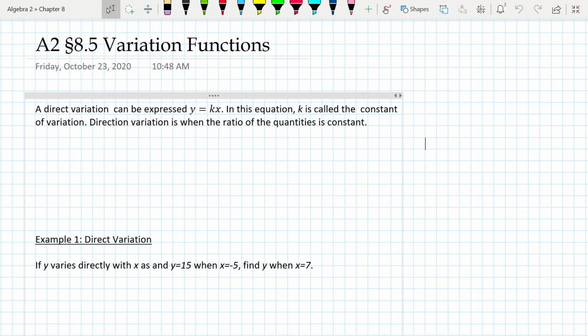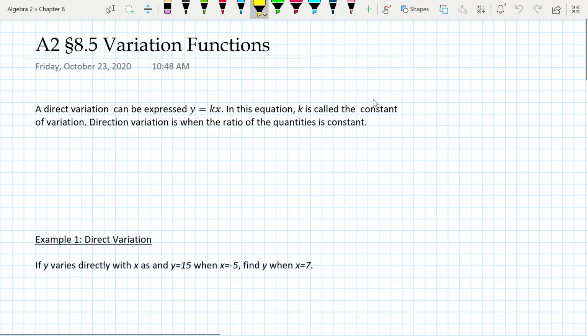Algebra 2, Chapter 8, Section 5, Variation Functions. We've learned about direct variation in the past. We learned about it in Algebra 1, and we may have even talked about it this year. But the whole idea is that it can be expressed as y equals kx, where k is just the constant of variation.